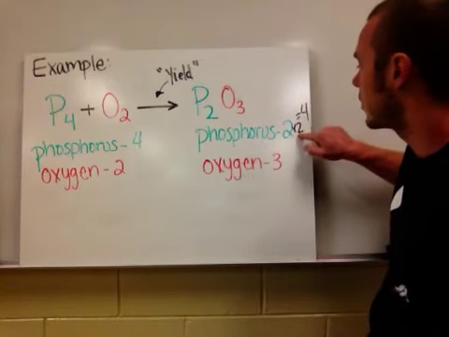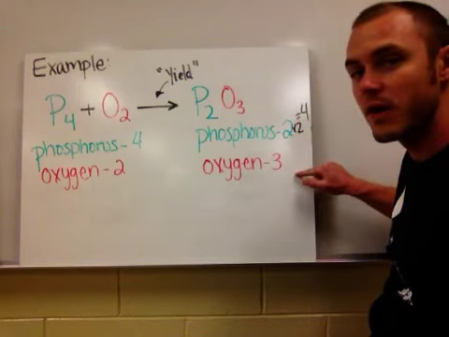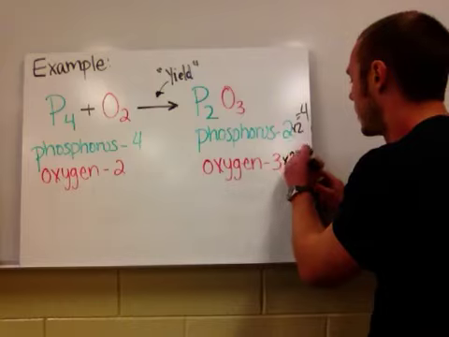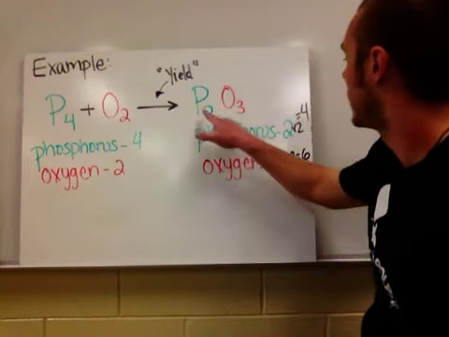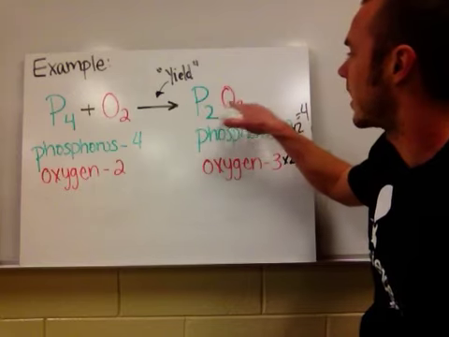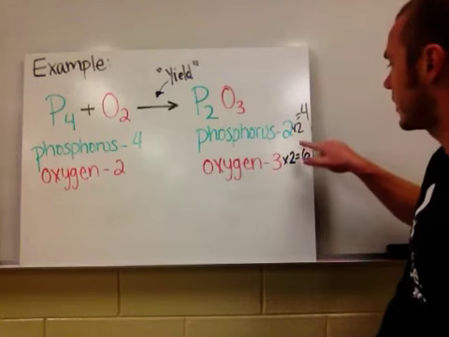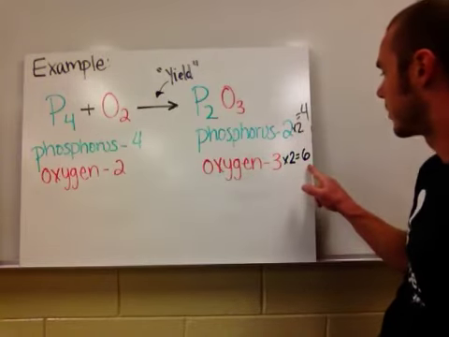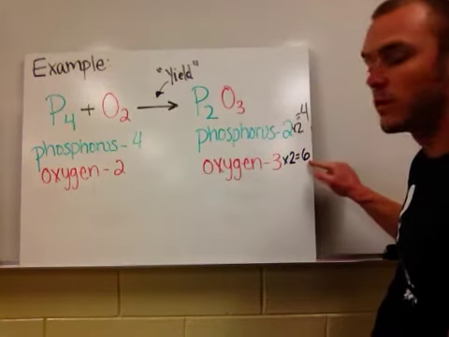If I put a coefficient here, or if I multiply by 2 here, I have to also multiply by 2 down here, because this is the same molecule. So I can't add a coefficient here and not also apply it to the oxygen. So that gives me 3 times 2 is 6, 2 times 2 is 4. Now my phosphoruses match up, but my oxygens are wrong. So now I say, 2 times what will give me 6?